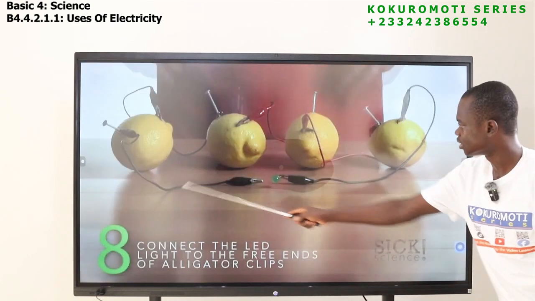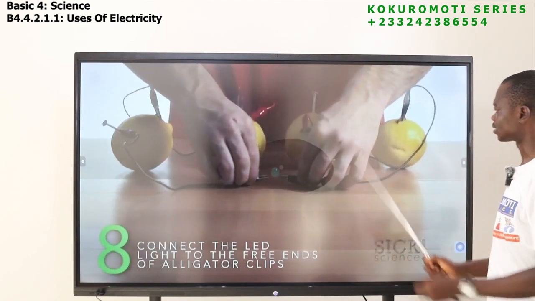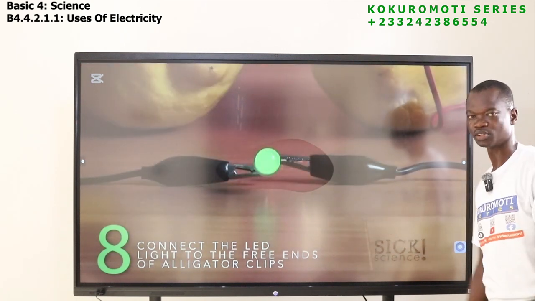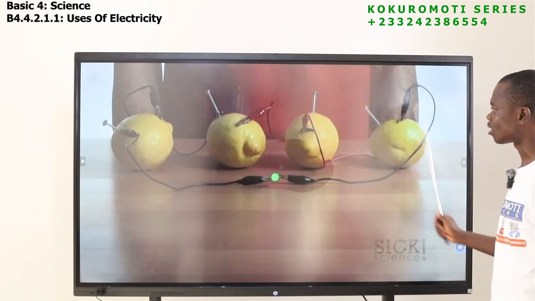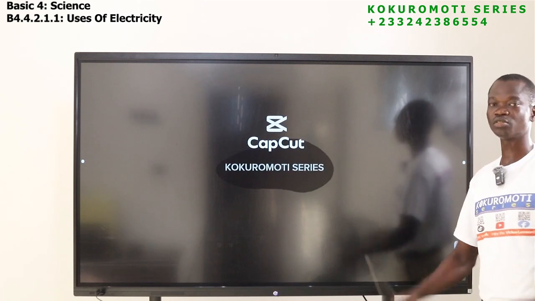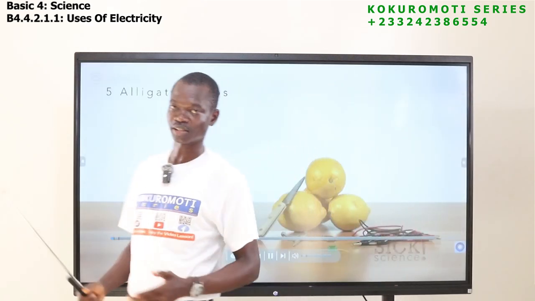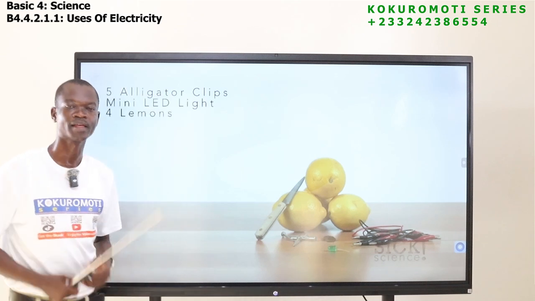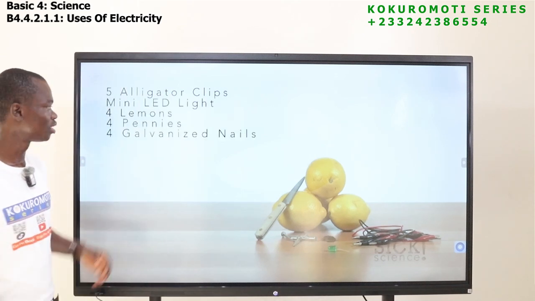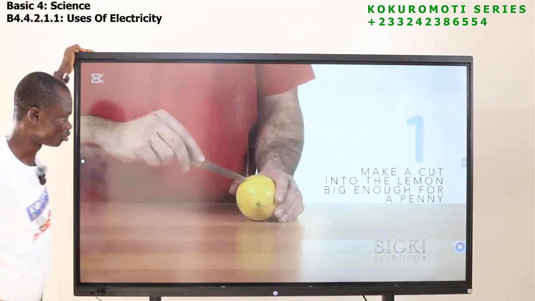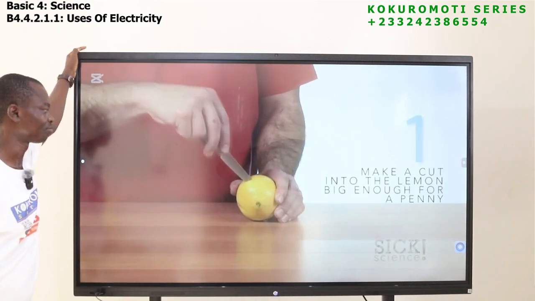Okay, so you use both sides, you connect them to the LED, and you see the LED has produced light. So this is how lemons are used. You can use as many lemons as you can. So the more lemons you have, the more energy you will get to produce the light. So the same video, let's watch it again.